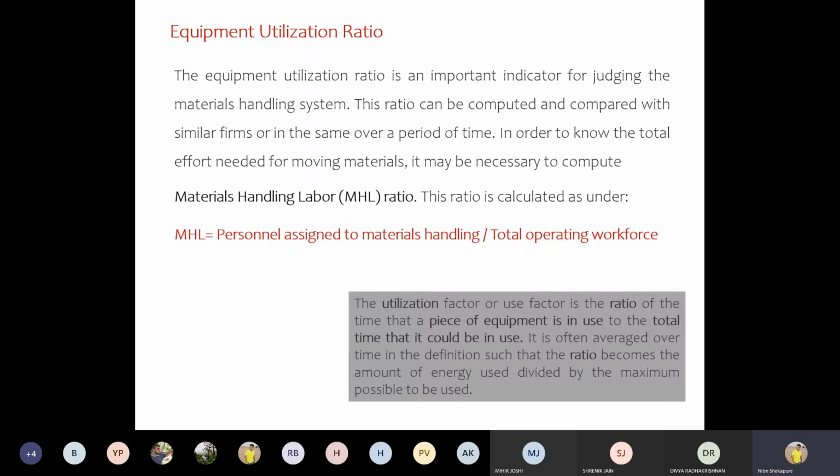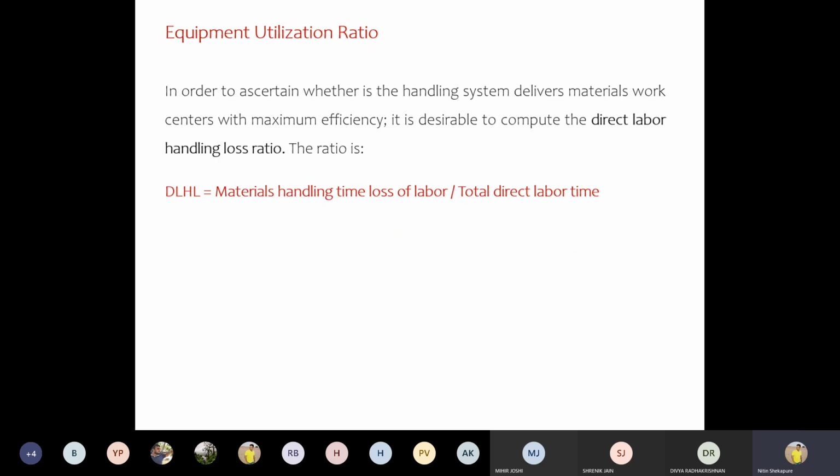The utilization factor or use factor is the ratio of the time that a piece of equipment is in use to the total time that it could be in use. Suppose there is a shift of 8 hours. Then you should have work of at least 7 hours to assign to that person. Then and only then you are going to make the maximum utilization of that person, and your MHL will boost. Got it or not? Why am I saying 7 hours out of 8 hours?